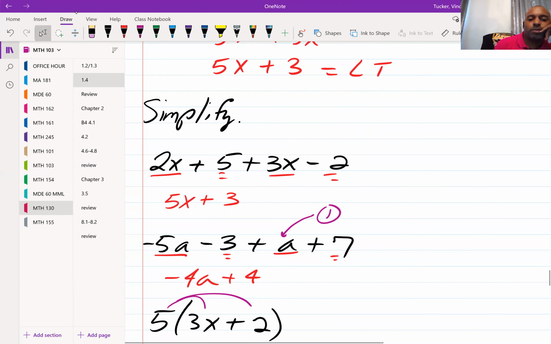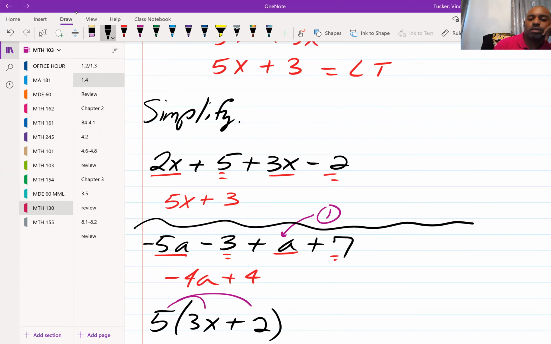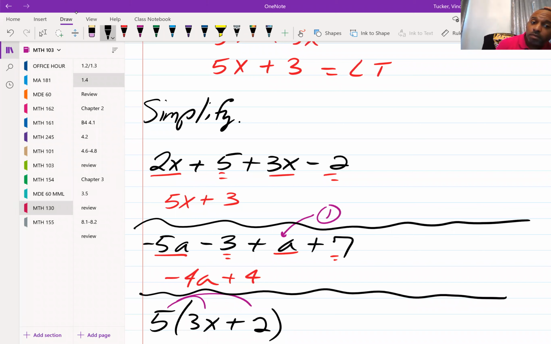All right, next one. Probably should put some type of divider there. So next one we have negative 5a minus 3 plus a plus 7. So once again, you just combine your like terms. Negative 5a and a. So don't forget, when you don't see anything in front of your variable, they assume you know there's a 1 there. So that's why I was putting that notation. So negative 5a plus 1a will be negative 4a. And then negative 3 plus 7 is a positive 4.